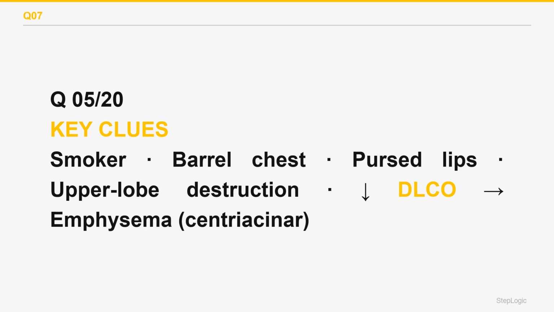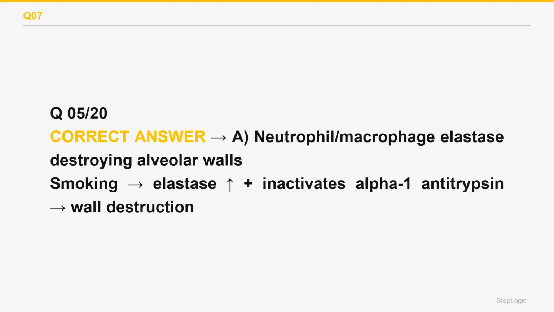With proteases unleashed and the antiprotease disabled, alveolar walls are broken down, airspaces are enlarged and lose elastic recoil, and gas exchange surface is lost, lowering the DLCO. The correct answer is A.